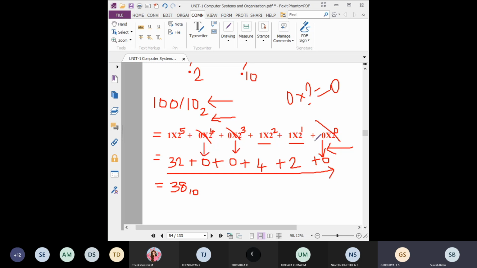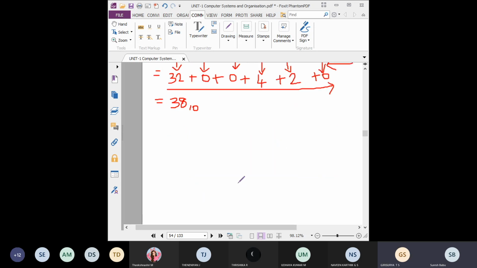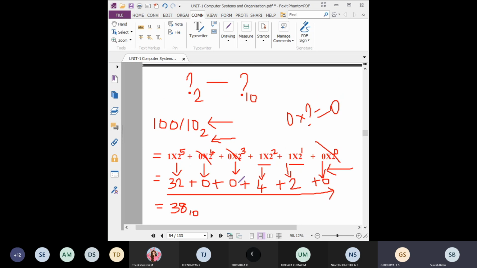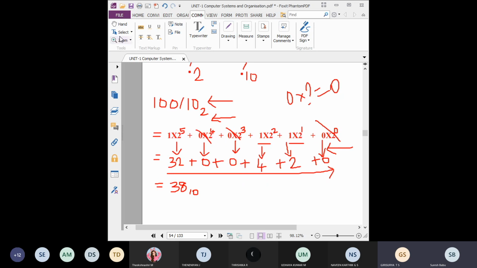Then you can multiply these values, simplify them, and write the multiplication value here, and after finding everything, you can add all the values. Okay, 38 is the final answer. So now we will go to the next type. Students, any doubts? Does anyone need another example for this one, or do we go for the next type? You can go for the next type, sir.